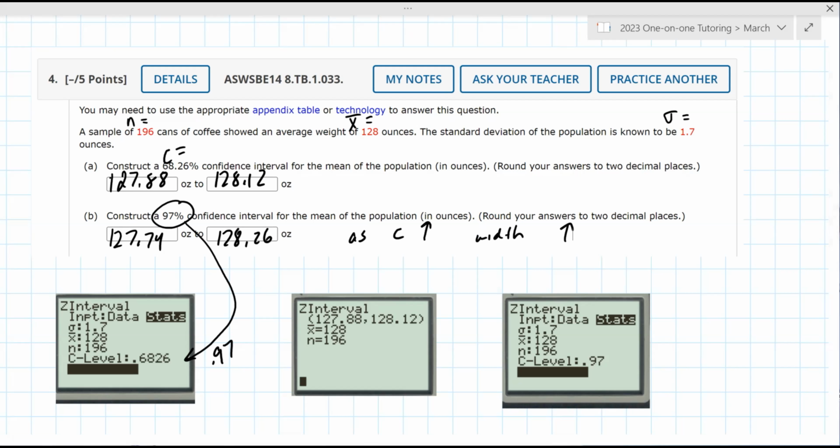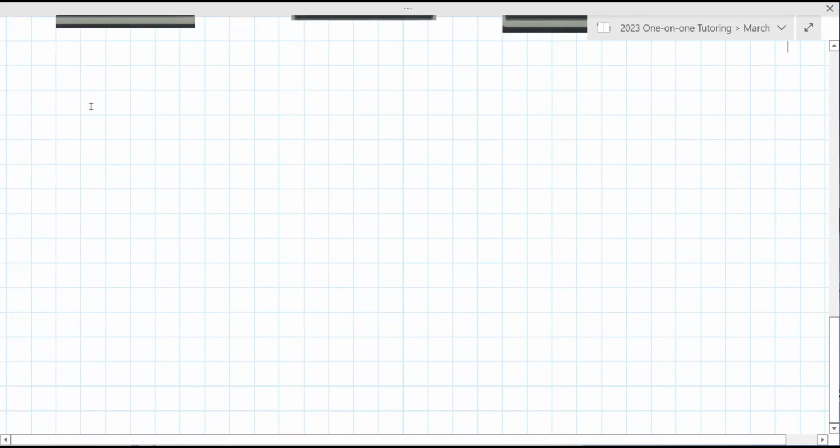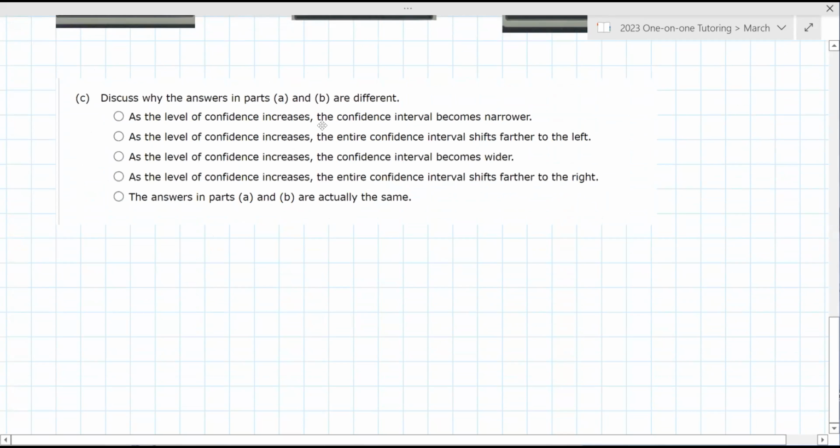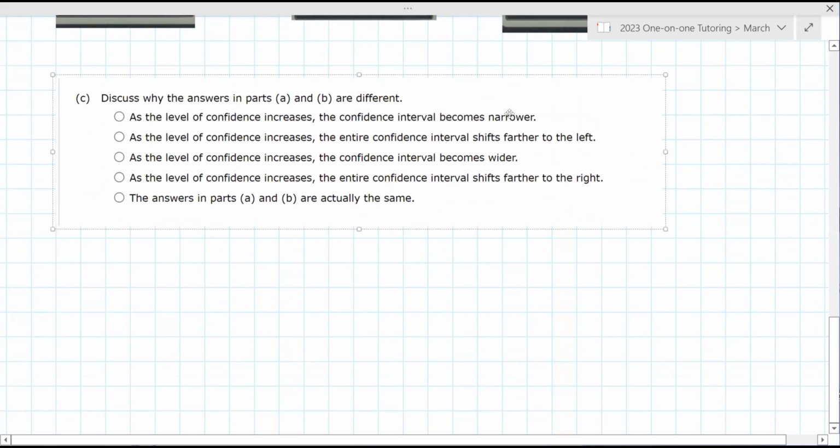And actually, that's what it asks in part C there. I didn't even notice that. It says, why are they different? It's because the confidence interval has changed. That's the only thing that changed. So why are they different here? So as the confidence interval increases, narrower, nope, wider, yes. So probably that one there.